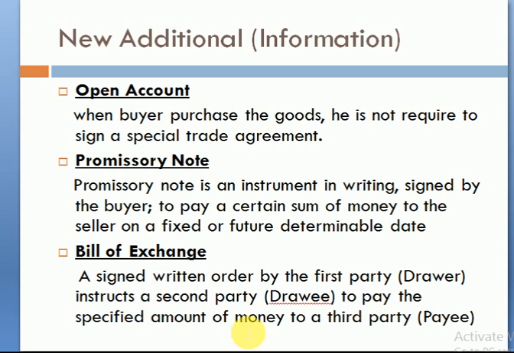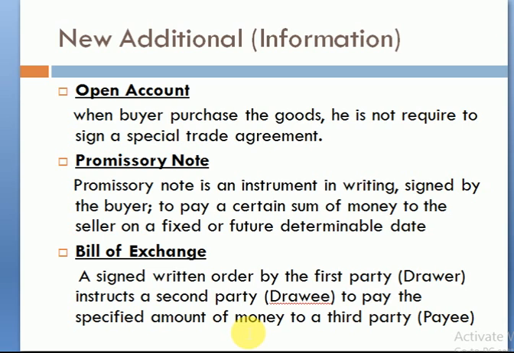A bill of exchange is also a signed written order by the first party, the drawer, instructing a second party, the drawee, to pay a specified amount of money to a third party, the payee. Look, I make some credit purchases from you people. Now I do not directly issue the written promise. I order my bank to issue a bill, a written promise, to BBA class 4.